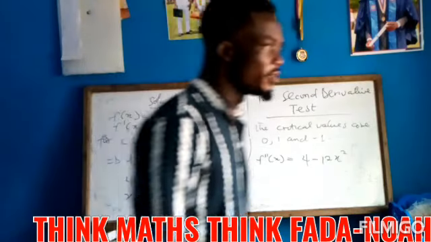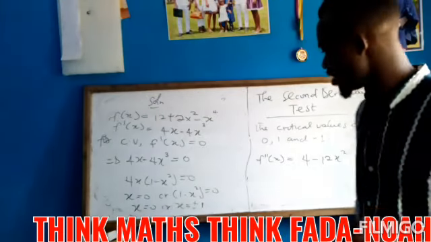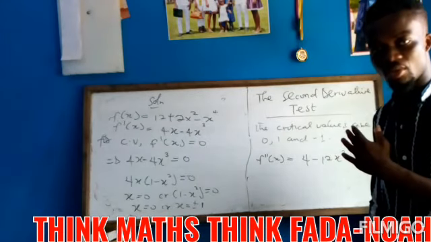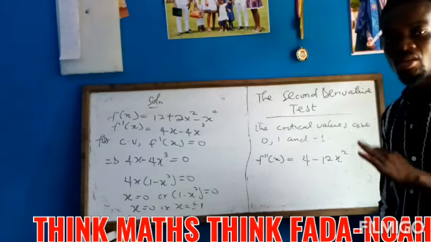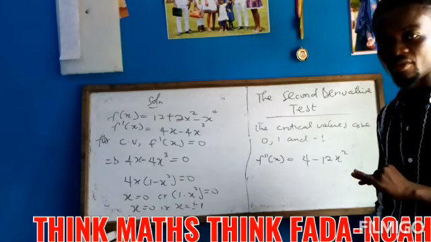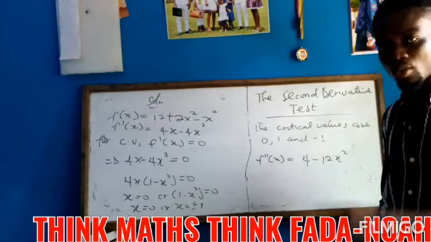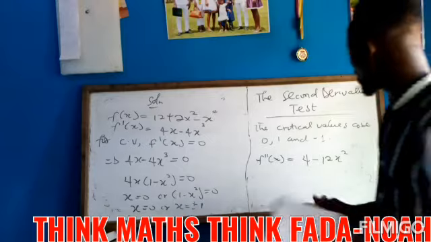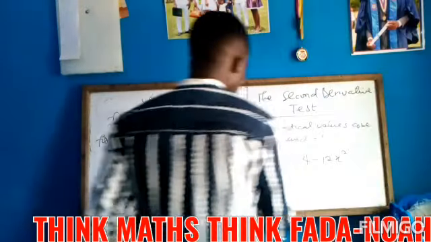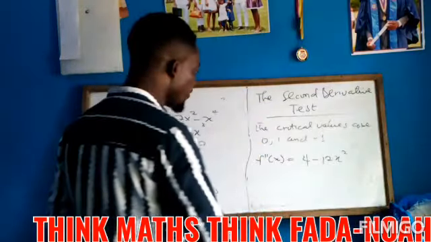So for the second derivative test, we find f prime prime of c for all the critical values, and check which one is positive and which one is negative. At this point, we are not going to compare the values. We are going to check the sign. So we evaluate f prime prime of c for all the critical values.